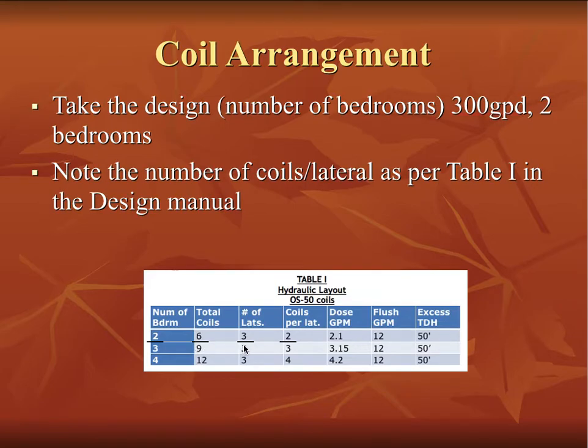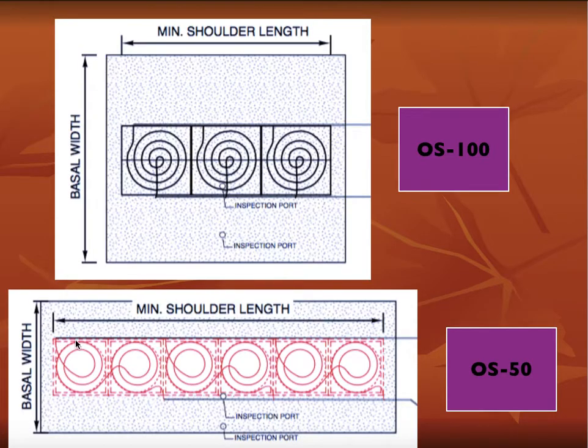And here's the important part for the coil arrangement. We also have laid out you'll need 3 laterals of 2 coils per lateral. So if you think about a lateral being however many coils you have paired up with only one connection to a supply and flush line. So as you can see here, for the OS50s, let's just call this side, this black line on the side of the coils, your supply line. And let's call this side your flush.